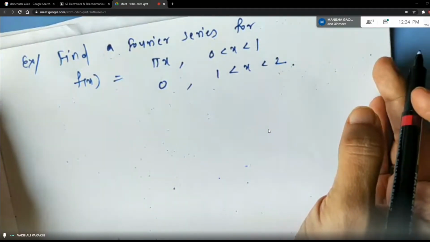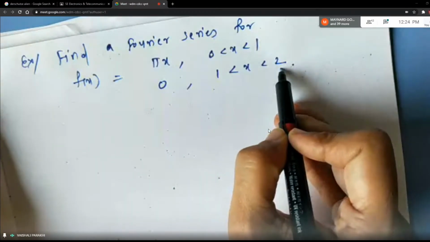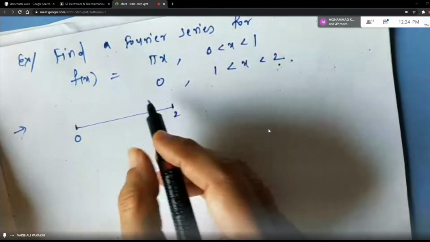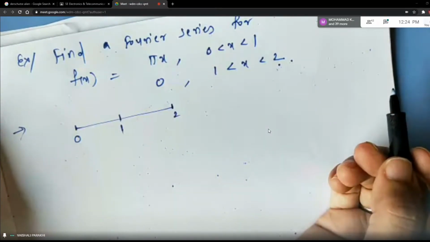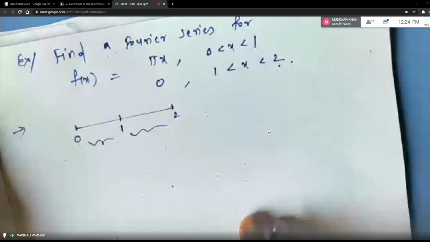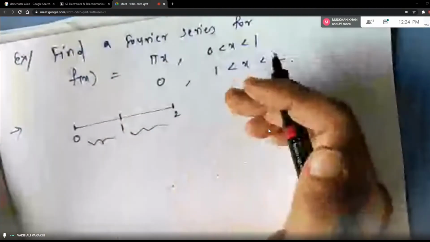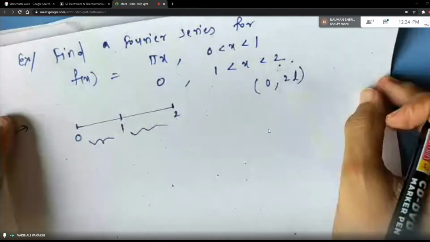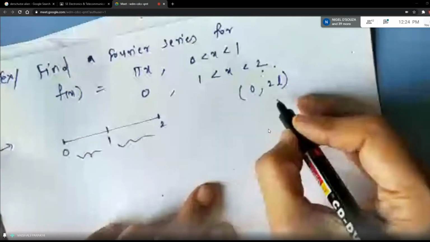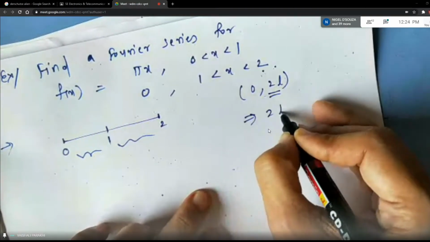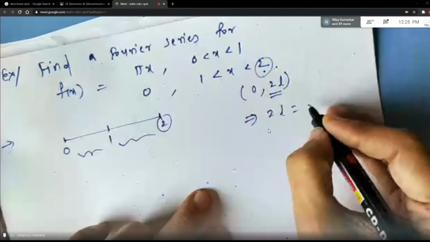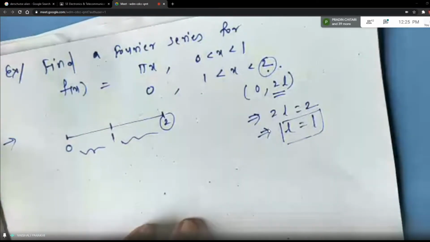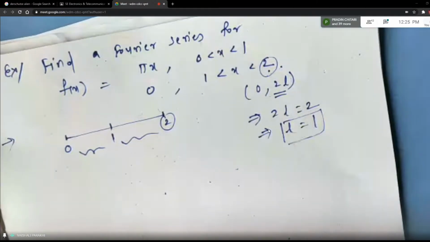See how to find L. Listen all of you. Main interval is from 0 to 2. This is 0 and this is 2. Here it is breaking at 1, and that's why the function is split. So your interval is from 0 to 2L according to the formula. But what is 2L here? 2L means whatever is the last number, that is 2. So what is L here? 2 by 2 is 1. So the value of L which you are going to substitute in these formulas will be 1.